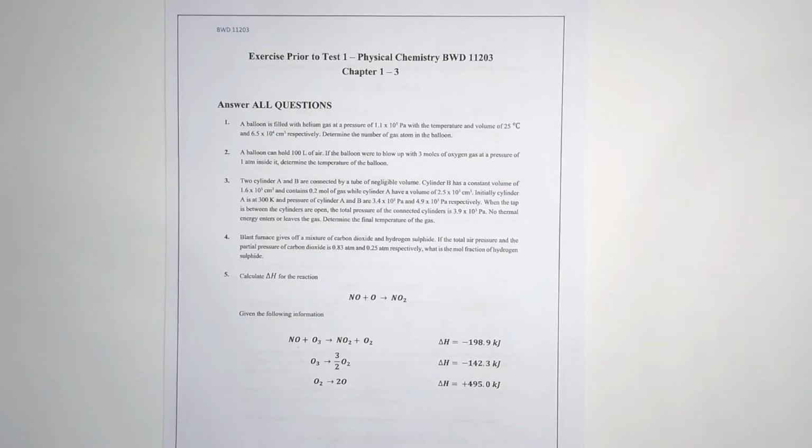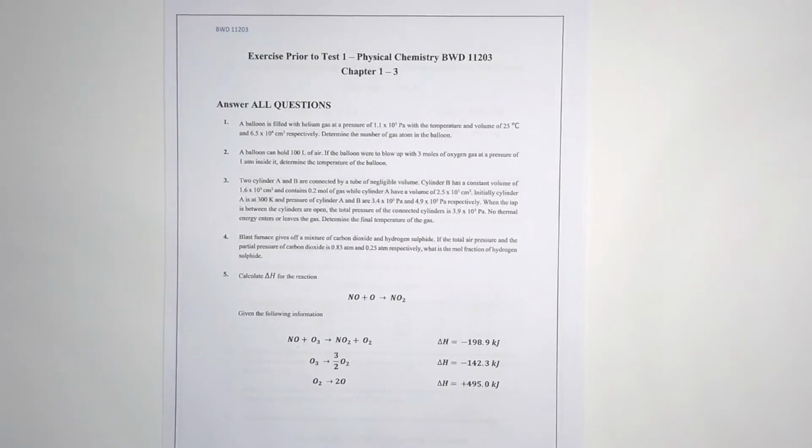Question number 3. Two cylinders A and B are connected by a tube of negligible volume. Cylinder B has a constant volume of 1.6 times 10 to the power of 3 cm cubed and contains 0.2 mole of gas, while cylinder A has a volume of 2.5 times 10 to the power of 3 cm cubed, and initially cylinder A is at 300 Kelvin and the pressures of cylinders A and B are 3.4 times 10 to the power of 5 Pascal and 4.9 times 10 to the power of 5 Pascal respectively.